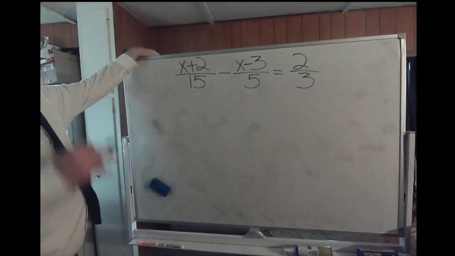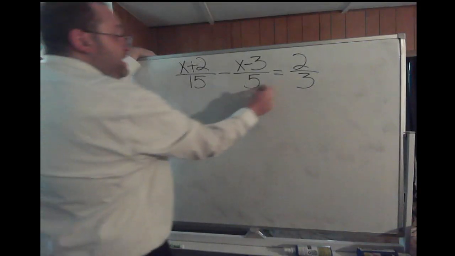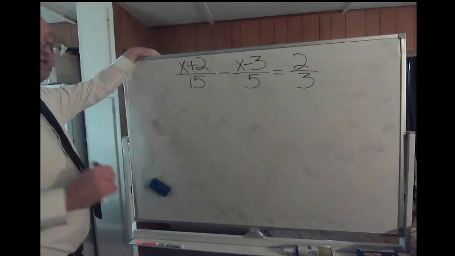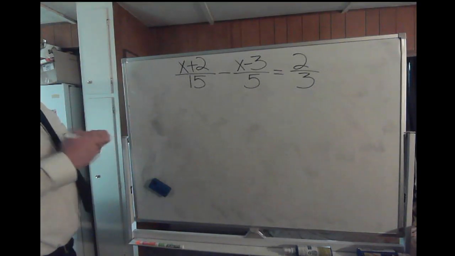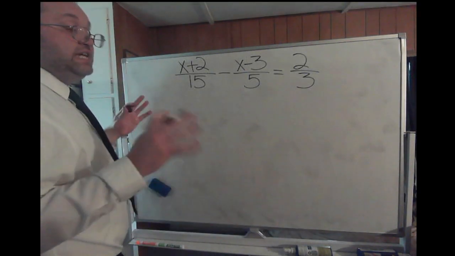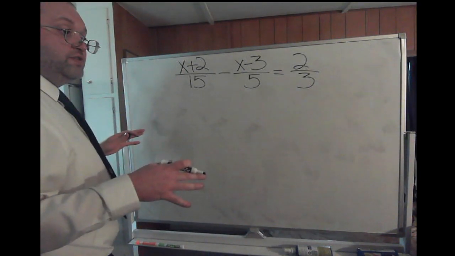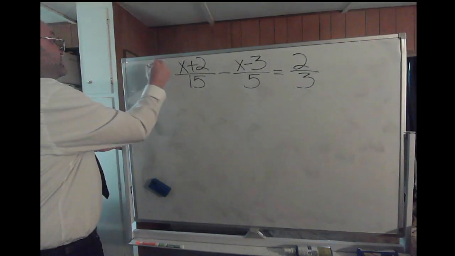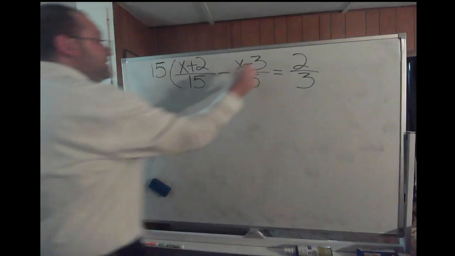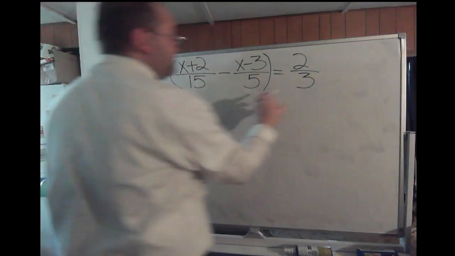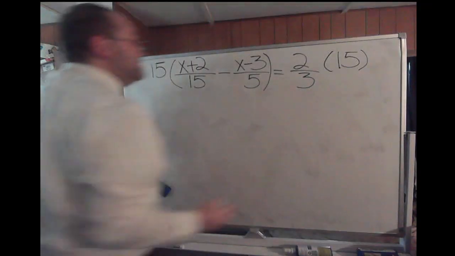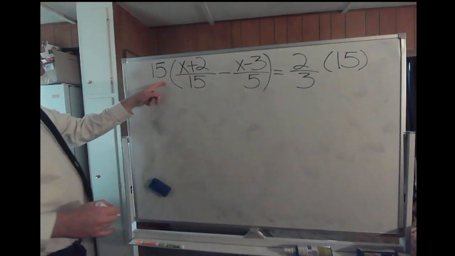So we got three denominators here, 15, 5, and 3. We need to find the least common denominator between the three of those. I'm going to say it's 15. So 15 being the least common denominator of those three, you take both sides, multiply it by 15. So let's do that. 15 times the left side, you're also going to have times 15 on the right hand side.